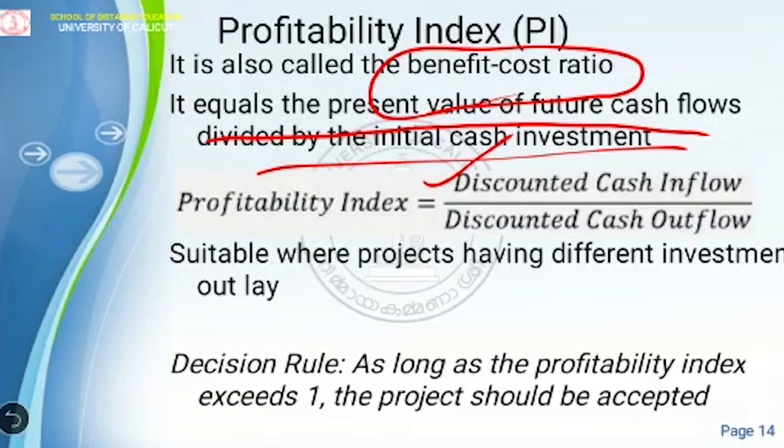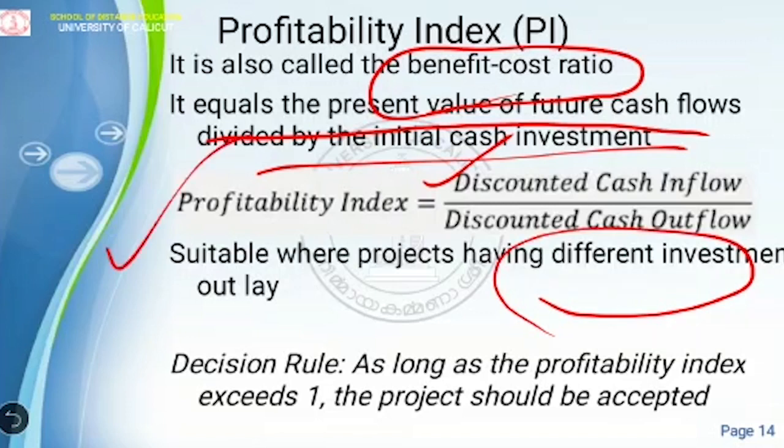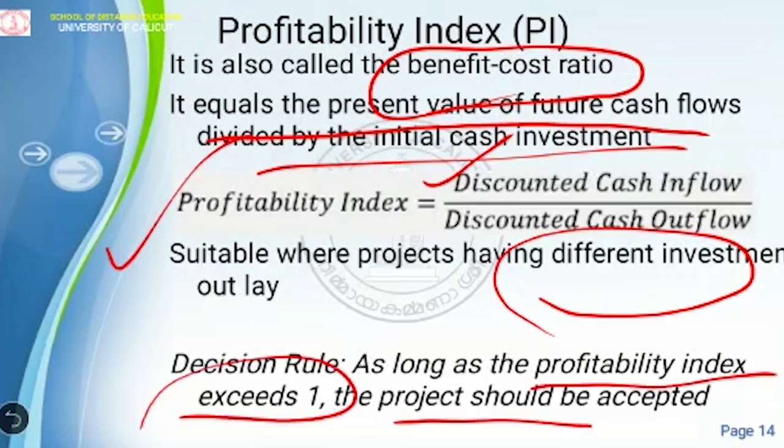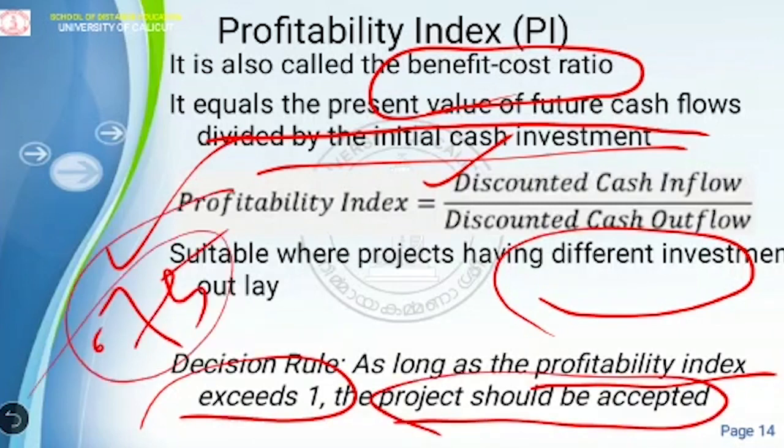It is suitable where projects have different investments. While comparing with IRR and others, if the projects have different investment outlays, you can use the profitability index method. As long as the profitability index exceeds 1, the project should be accepted. If you are getting 0.75 as your profitability index, that means only 75% of your investment is covered. So it should be more than 1, and more than 1 means you are getting profit.